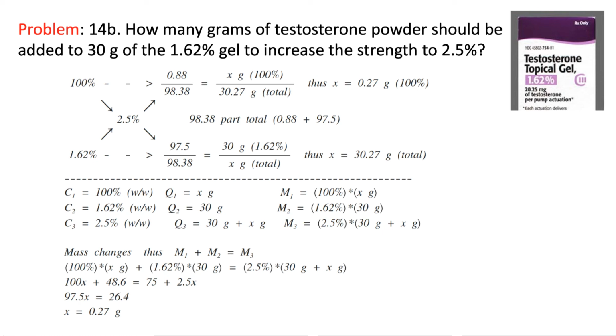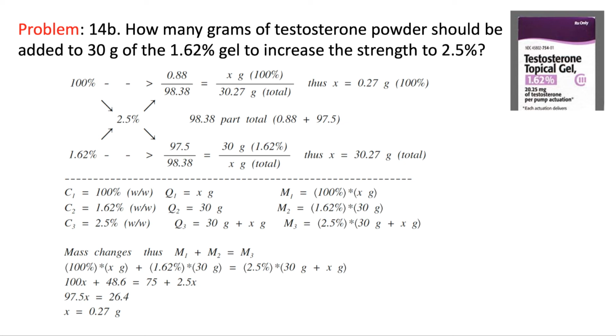So 100 times X is 100X. 1.62 times 30 is 48.6. On the other side of the equal sign, 2.5 times 30 is 75, plus then 2.5 times X is 2.5X. So we just need to rearrange this formula. So I subtract 2.5X from both sides. And on the left-hand side, I get 97.5X. And on the right-hand side, if I subtract 48.6 from both sides, that is equal to 26.4. Then divide both sides by the 97.5, and my final X value would be equal to 0.27 grams.